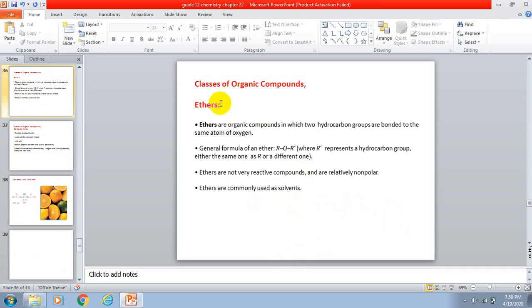Classes of organic compounds. We have ethers that we studied before as well. Organic compounds in which two hydrocarbon groups are bonded to the same atom of oxygen. In the general formula for an ether, R represents a hydrocarbon group, either the same or a different one. Ethers are not very reactive compounds, relatively non-polar. Ethers are commonly used as solvents.